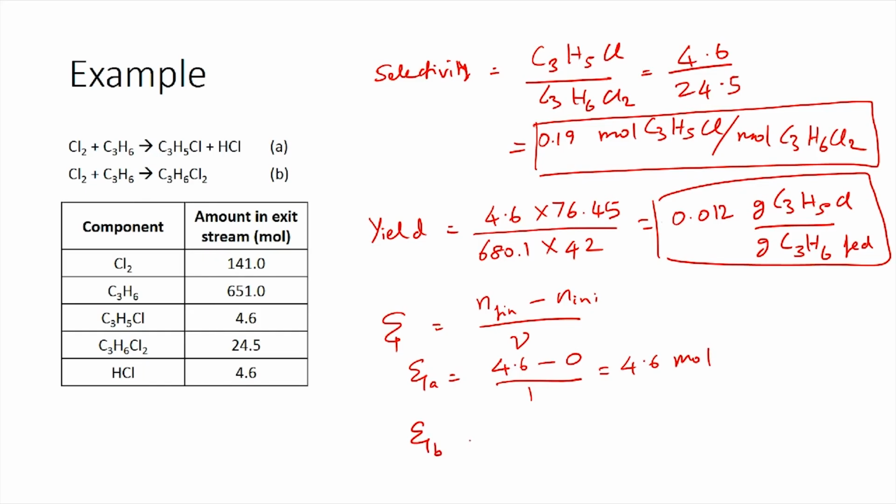Similarly, we can calculate the extent of reaction for the second reaction using a component which is unique to the second reaction, which is C3H6Cl2. So, that would be 24.5 minus 0 divided by 1, giving you 24.5 moles. So, these values have been calculated, and hopefully you have now understood how to use these formulae for calculating the terminologies. Now, with the understanding of these terminologies, we will move on to performing material balances on processes with reactions. Thank you.